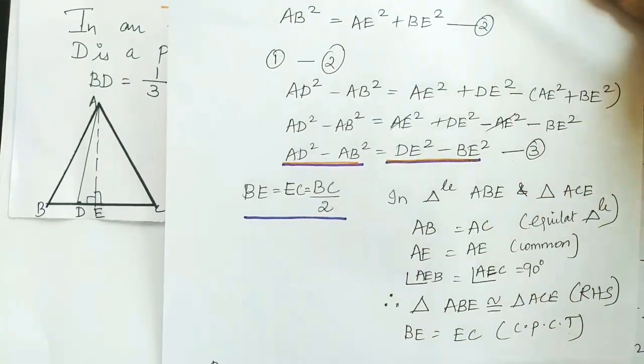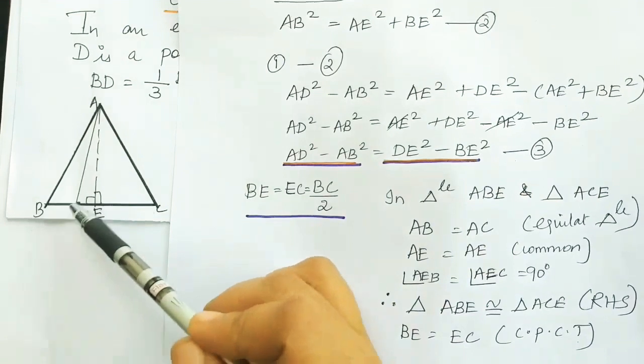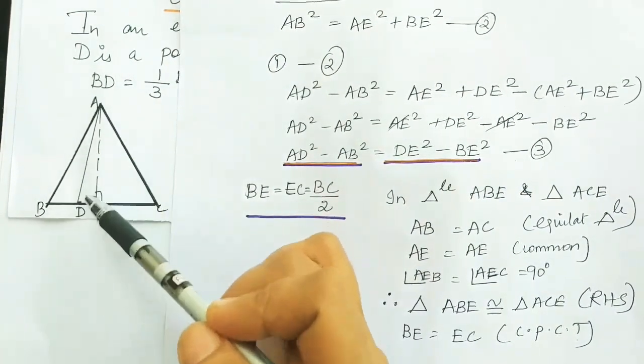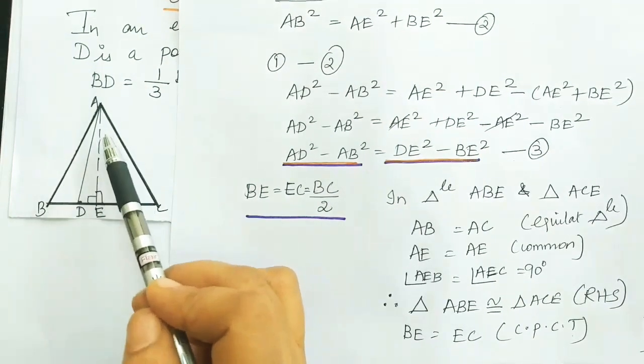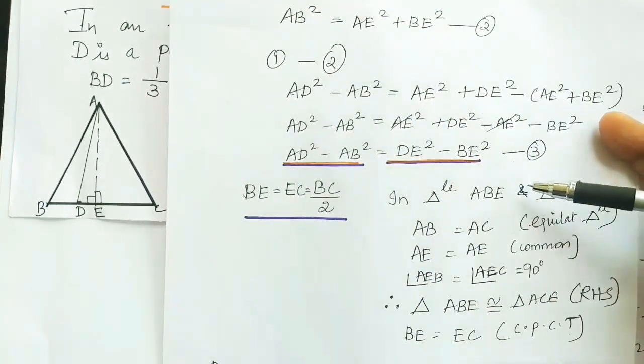Okay, AB is equal to AC and AE is equal to AE here. Also, angle AEB is equal to angle AEC. So according to RHS, that is, the hypotenuse and one side of the two triangles are equal. Hence we can say that triangle AEB is congruent to triangle AEC by the RHS congruence criterion.